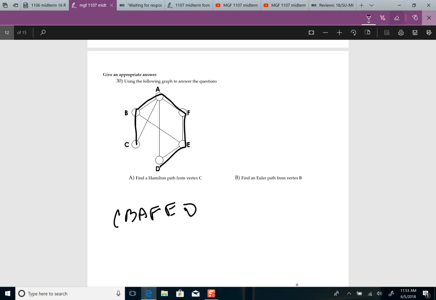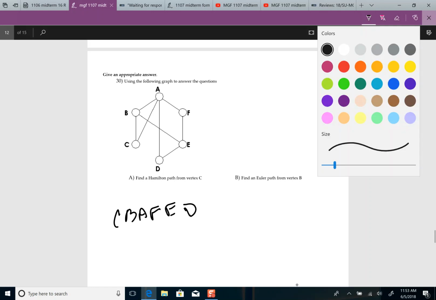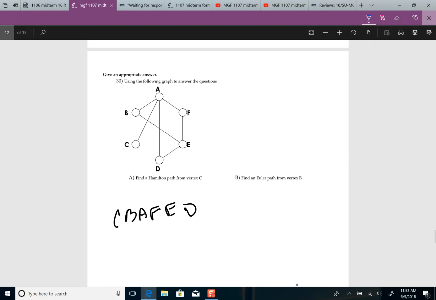Again, I tend to write on this and then we need to erase it, so let's do that. And then let's look at the next one and let's pick a color. Maybe that will help. Alright, find an Euler path from vertex B. So here's B. This is where I want to start. Now notice that's 1, 2, 3, which is odd, and let's look at E, which is also odd. So I know if I'm starting at B, I'm going to end at E. That's what's going to happen.